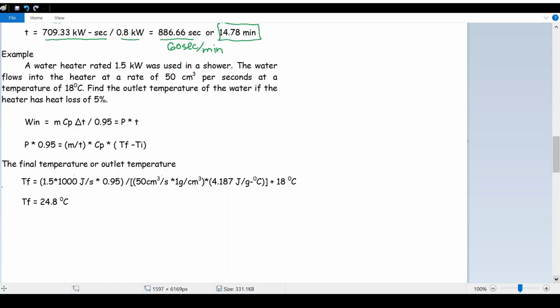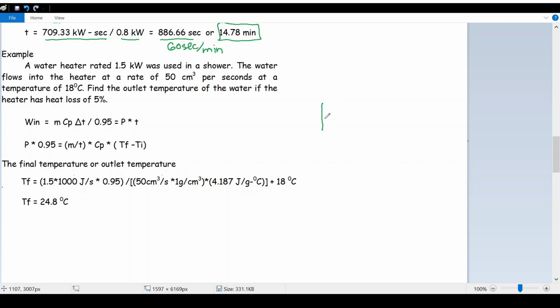In the next example, a water heater rated 1.5 kilowatt was used in a shower. The water flows into the heater at a rate of 50 cubic centimeter per second at a temperature of 18 degrees Celsius. Find the outlet temperature of the water heater if the heater has a heat loss of 5%.